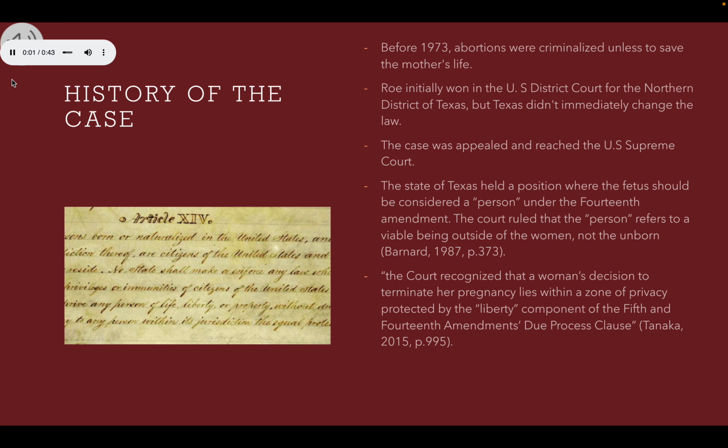A little bit about the history of the case is that before 1973, abortions were criminalized unless it was to save the mother's life. Roe initially won in the U.S. District Court for the Northern District of Texas, but Texas did not immediately change any of the law. The case was appealed and reached the U.S. Supreme Court. The state of Texas held a position where the fetus should be considered a person under the 14th Amendment, but the court ruled that the person refers to a viable being outside of the woman, not the unborn. The court recognized that a woman's decision to terminate her pregnancy lies within a zone of privacy protected by the liberty component of the 5th and 14th Amendments Due Process Clause.